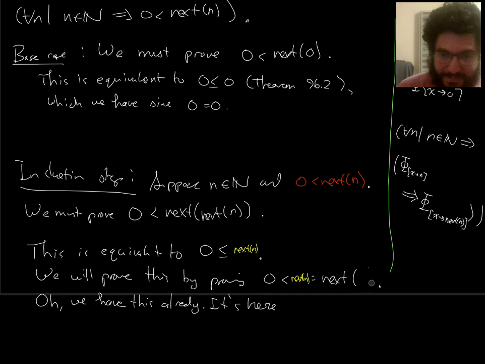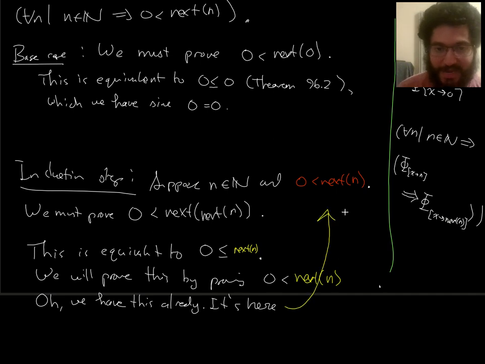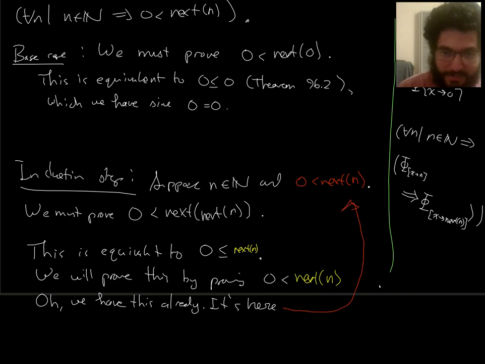which, I don't need to do this part. That was because I was replacing the symbol 3 by next 2, which is the definition of 3. But right now, what's written already has this form. So we will prove 0 is less than or equal to next n by proving that it's less than next n. Oh, we have this already. It's here. It's the thing in red. It's the thing I got to assume over here. So let me put that in red.